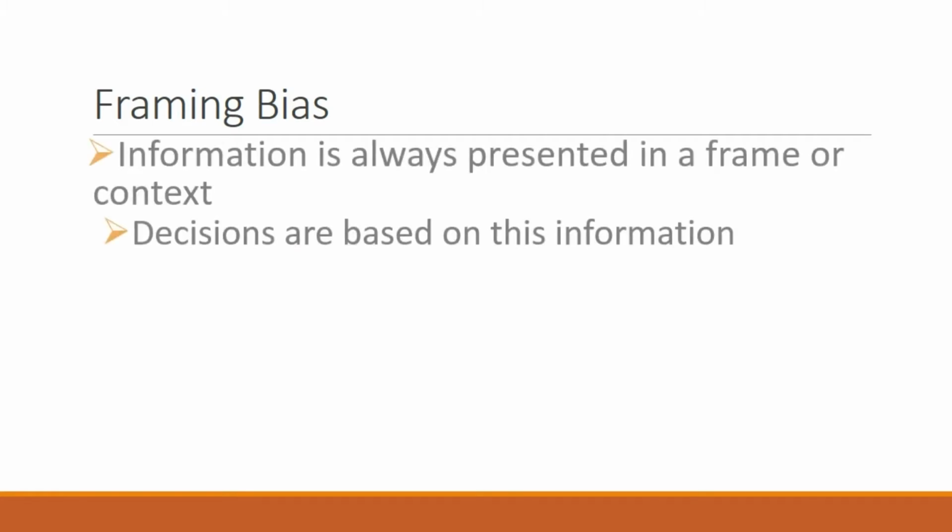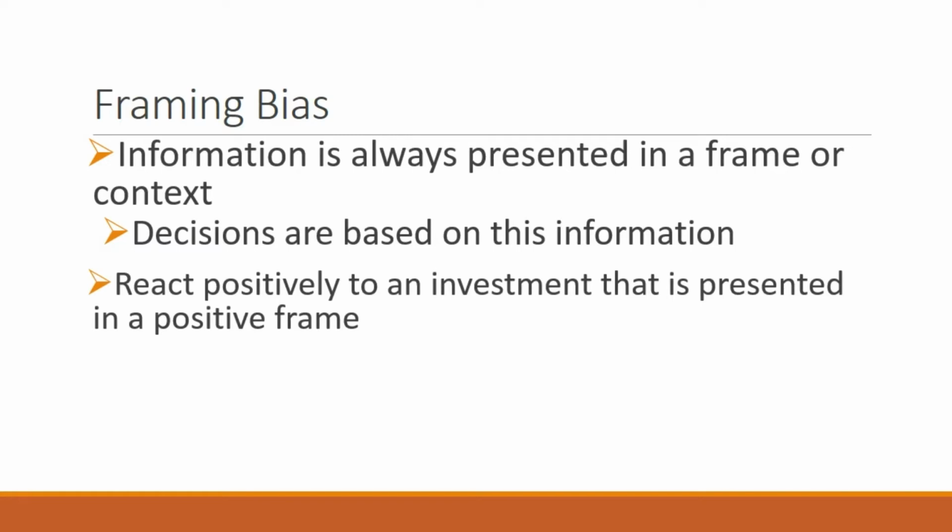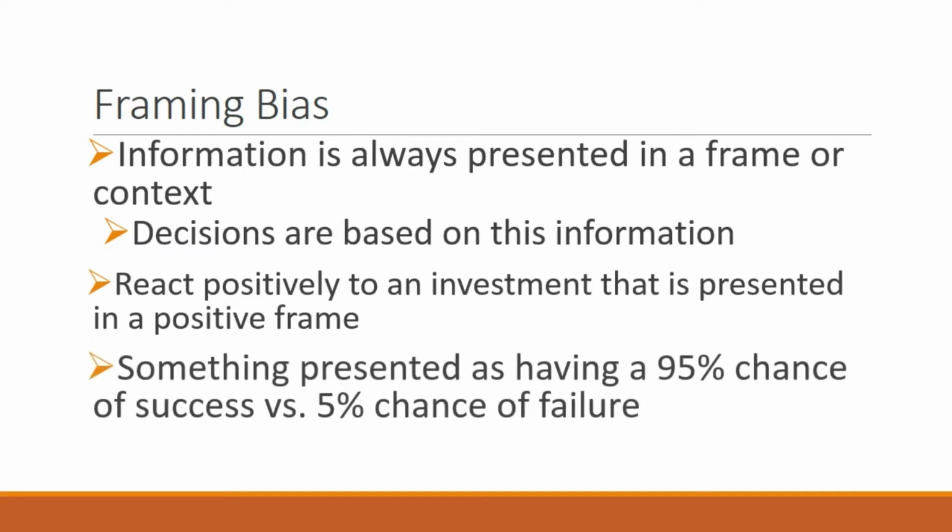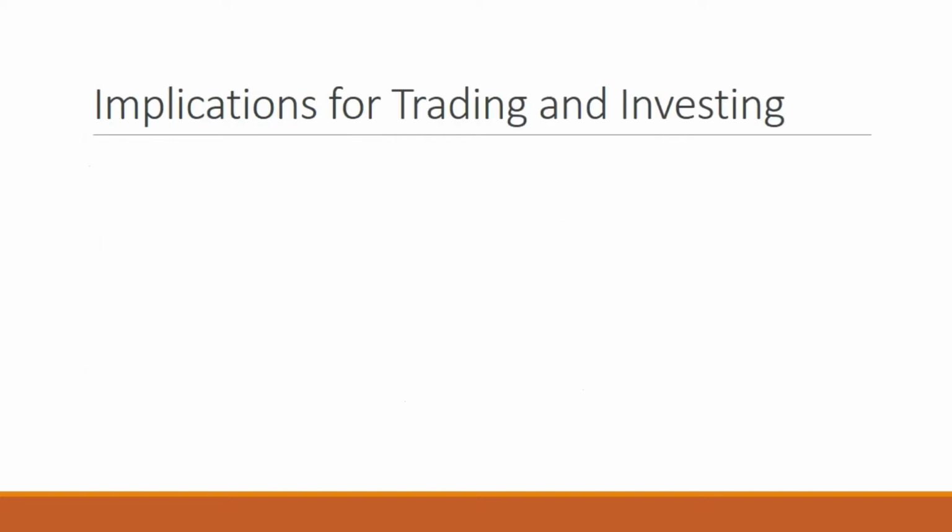The last cognitive bias we'll discuss is the framing bias. According to this bias, information is always presented to us in a frame or in a context, and decisions are based on this information, on this frame. So, for example, we'll react positively to an investment that's presented to us in a positive frame, and we'll react negatively to an investment that is presented to us in a negative frame. For example, something presented as having a 95% chance of success is viewed much more optimistically than something which is given a 5% chance of failure, even though the information is the same in both frames.